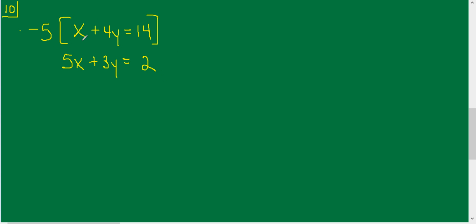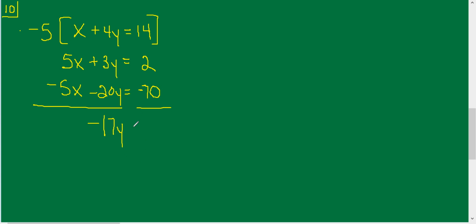Alright, so if I multiply this top equation by -5, it's going to be -5x minus 20y, and that's going to equal -5 times 14 is -70. Okay. Now bring things down here. I've got 3y minus 20y is -17y. That equals -68.